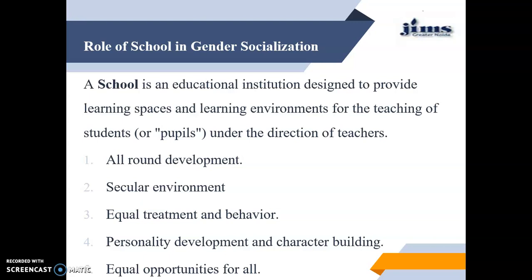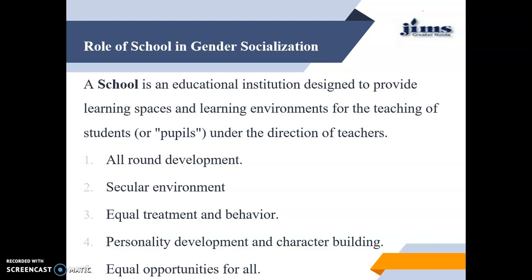School helps a child in his all-round development: spiritual development, motor development, moral development, physical development, educational development, vocational development, and so on. Next is secular environment. It is very essential that a child should not be discriminated against on the grounds of religion or any other ground, maybe the caste or the creed. School needs to provide a secular environment to all the children. Equal treatment behavior. That means teachers need to treat their students in an equal manner and should behave with them equally.